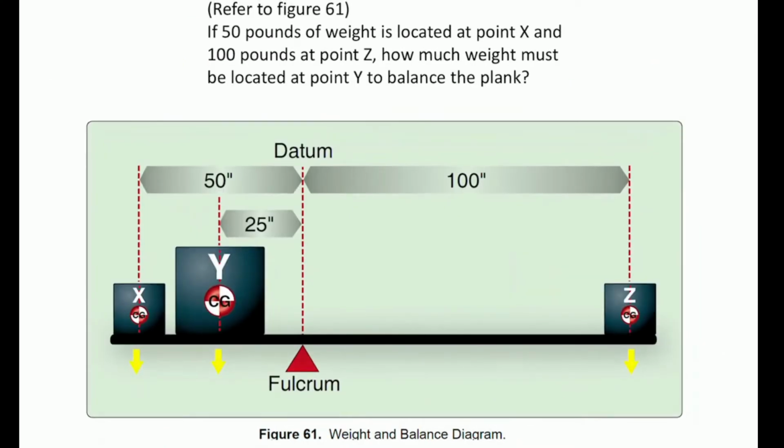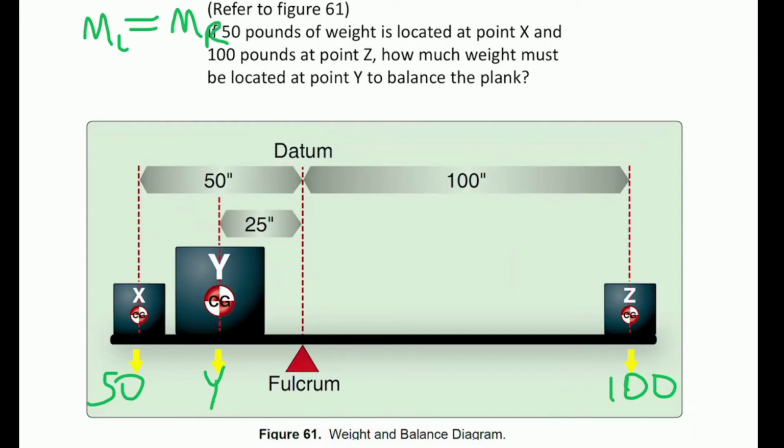All right, let's take a look at figure 61. If 50 pounds of weight is located at point X, and 100 pounds at point Z, how much weight must be located at point Y to balance it? Once again, in order for this to balance, the moment on the left side needs to match the moment on the right side.